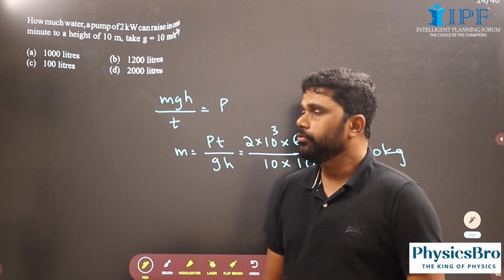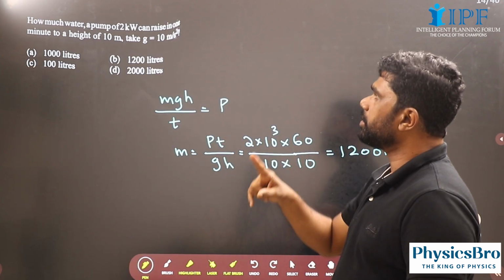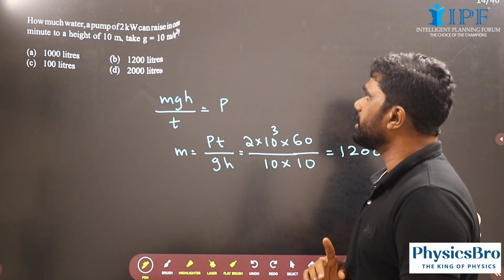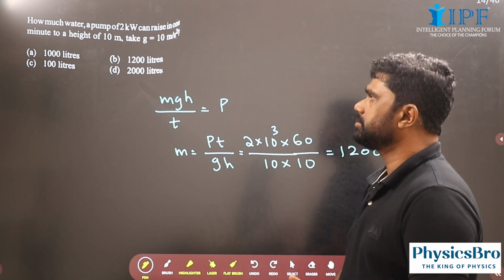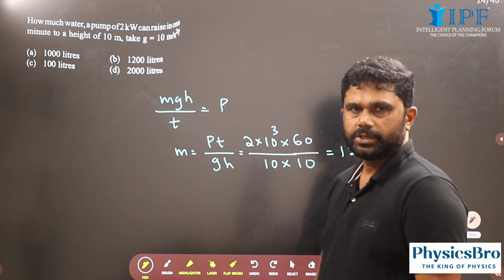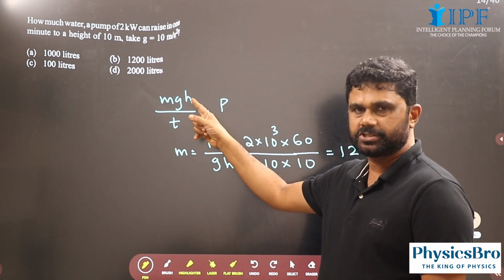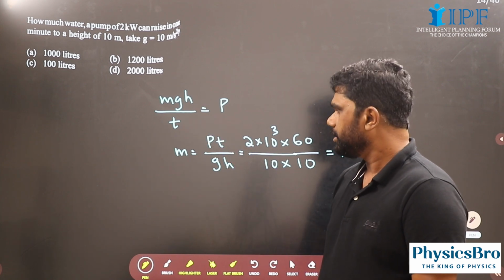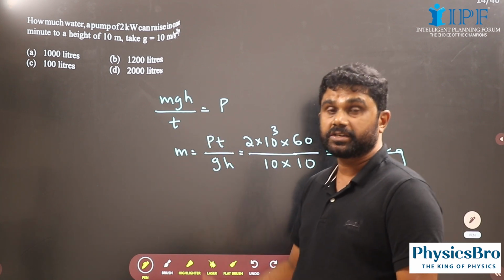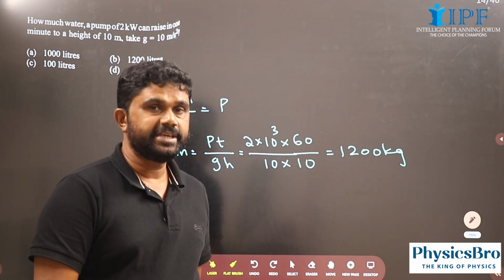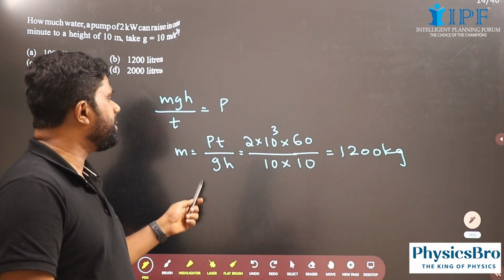Now let's see the next question. How much water can a pump of 2 kilowatts raise in 1 minute to a height of 10 meter? See, the power is work done divided by time. Work done in this case is mgh divided by time. So the mass of water that can be lifted in time t will be Pt by gh.